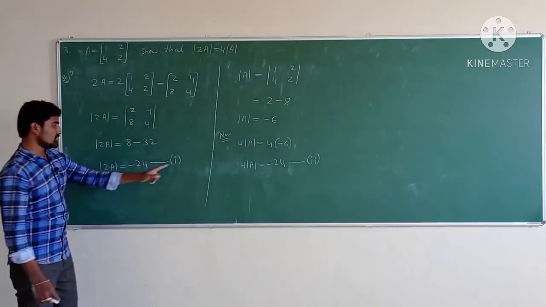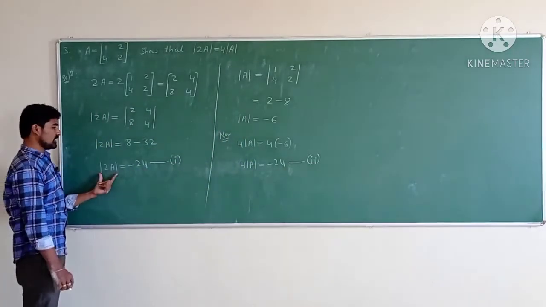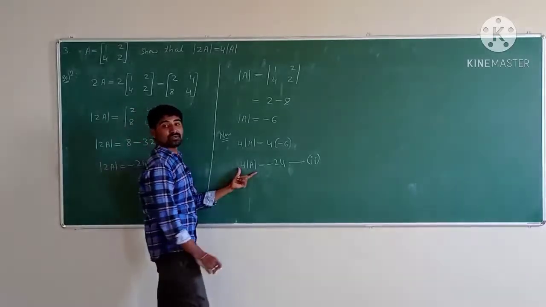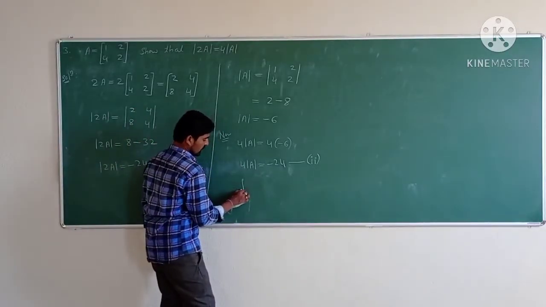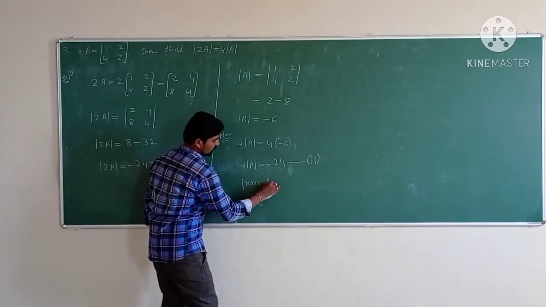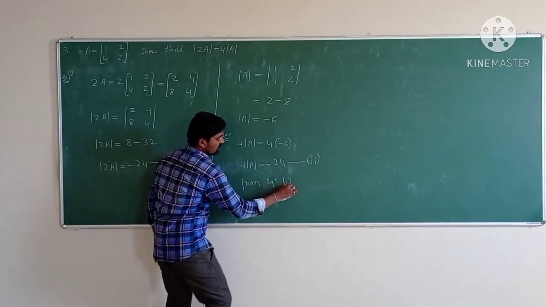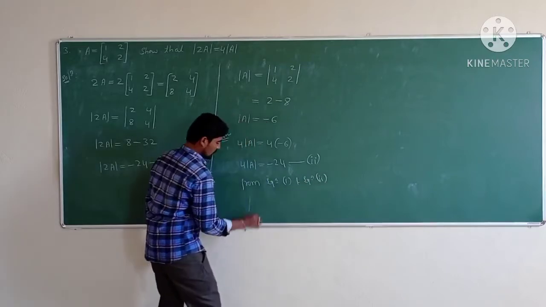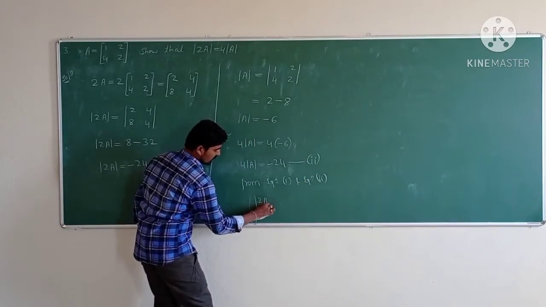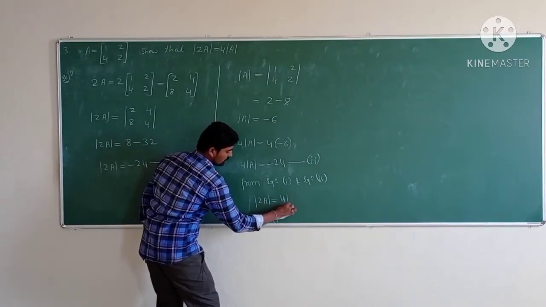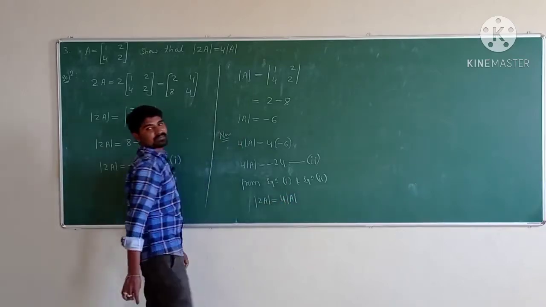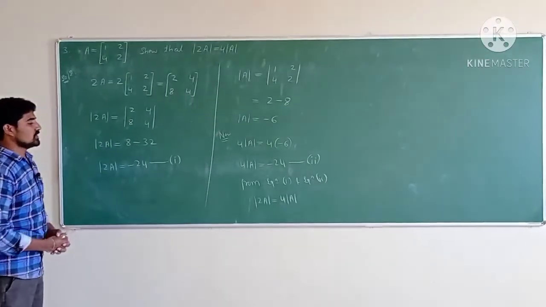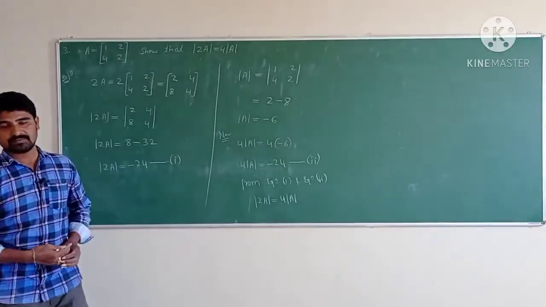So from equation number 1 and 2, we may say that the determinant of 2A is equal to 4 into determinant of A. I hope all of you understood. If possible, take a note.